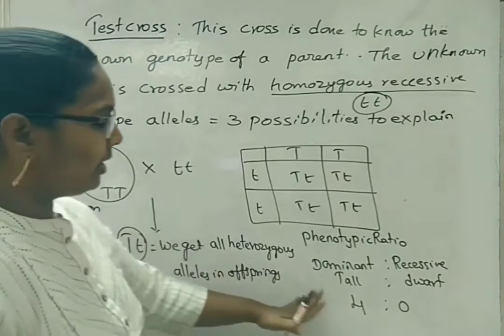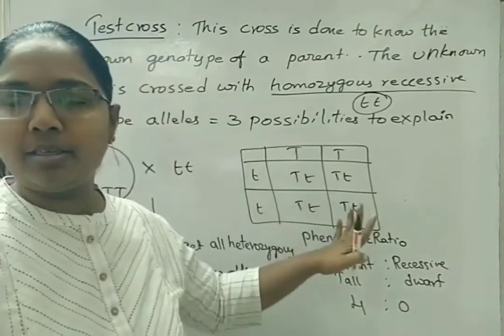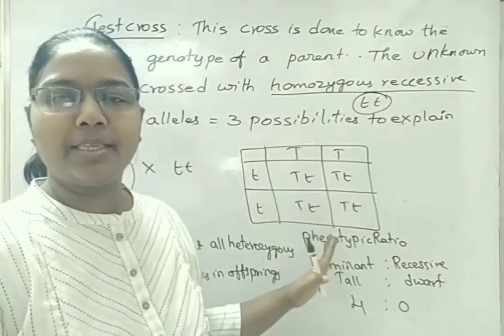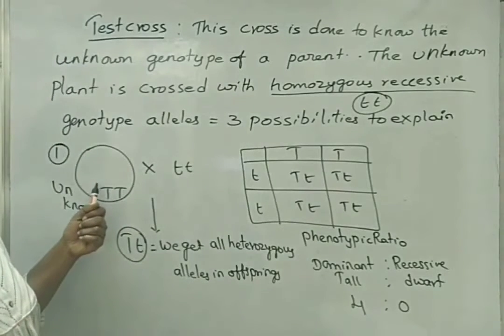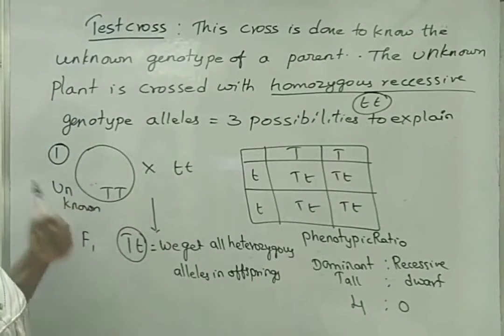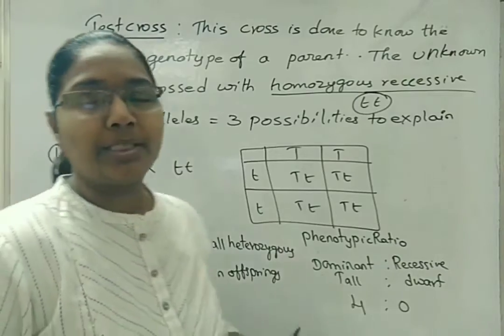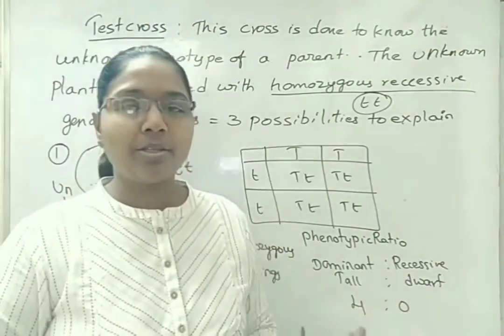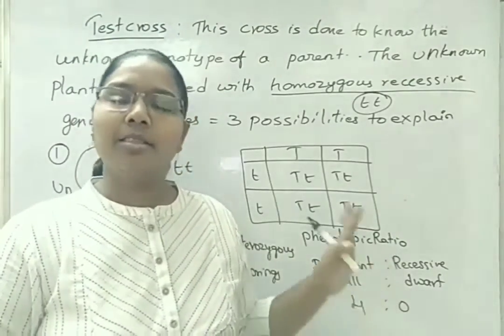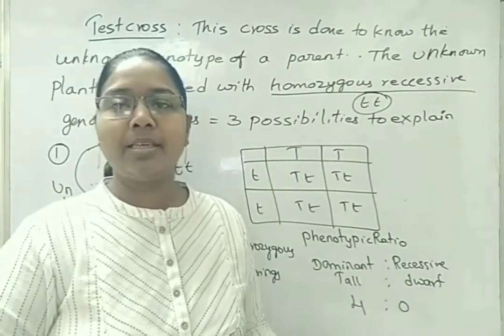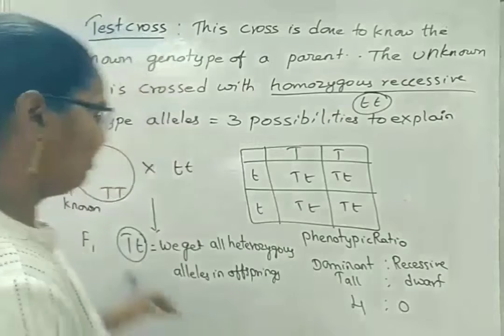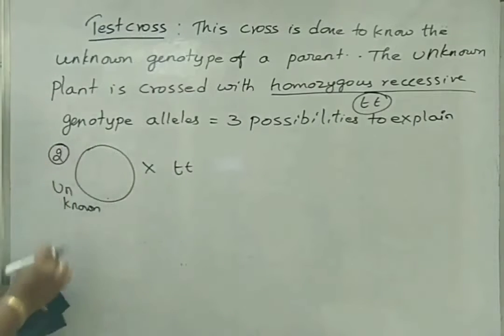Then when in the F1 generation all are expressing the dominant phenotypic character, we should understand that the parent, or the unknown that we have taken, is homozygous dominant. Still there are some exceptions like incomplete dominance. We are not talking about that. We are just talking about the type of alleles and the genes that are purely expressing the dominant character. This is the second type of cross.